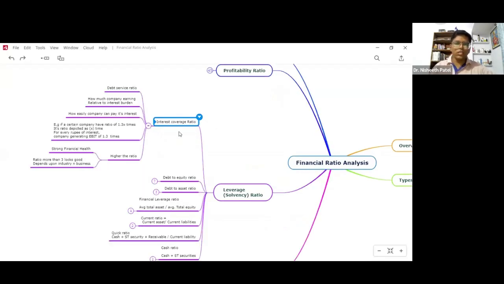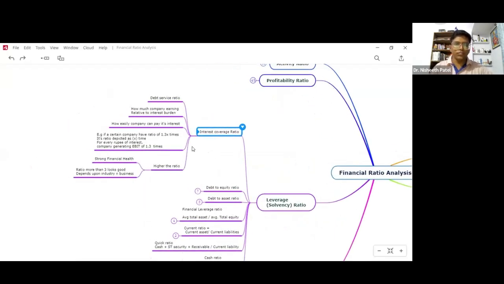Okay, so this is the interest coverage ratio. In simple language, the interest coverage ratio helps us understand how easily the company can pay its interest. Ideally, it should be more than 3. As an example, if a company has a ratio of 1.3 times, for every rupee of interest, the company is generating EBIT of 1.3 times.